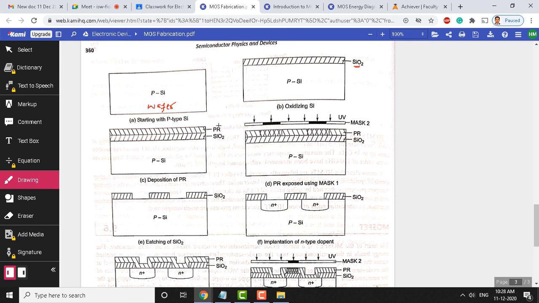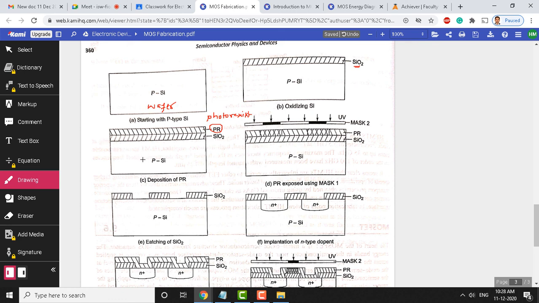Photoresist, PR stands for photoresist, is a material which is sensitive to light. So, that material we are going to coat and develop on top of the silicon dioxide.